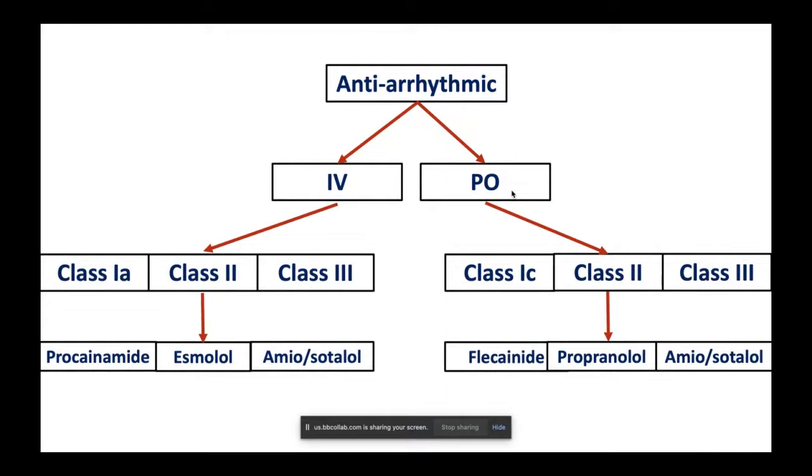Treatment options are exactly similar to how we described for reentrant tachycardias. You can treat it IV or PO. IV drugs are procainamide, esmolol, amiodarone, or sotalol, and then oral drugs are flecainide, propranolol, amiodarone, or sotalol.